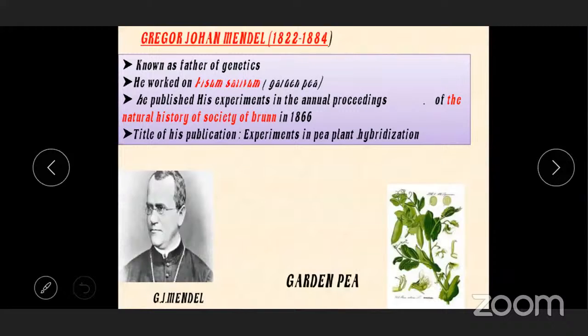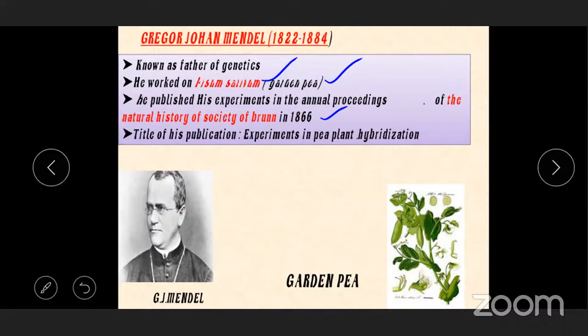He worked on the Pisum sativum plant. Which plant? Pisum sativum. What is the common name of Pisum sativum? Garden pea. He published his experiments in the annual proceedings of the Natural History Society of Brunn in 1866. In the year 1866, he published his experiments in the proceedings of the Natural History Society of Brunn.